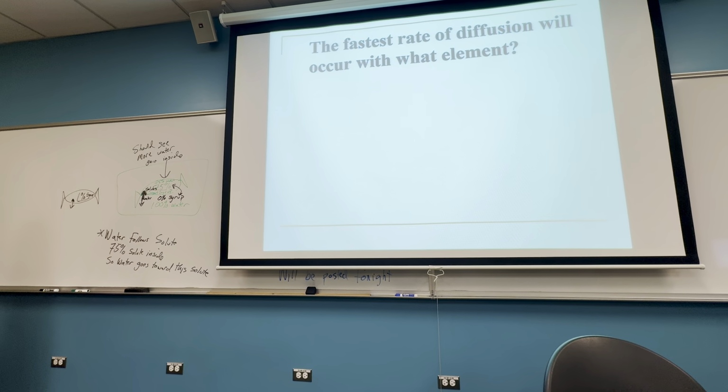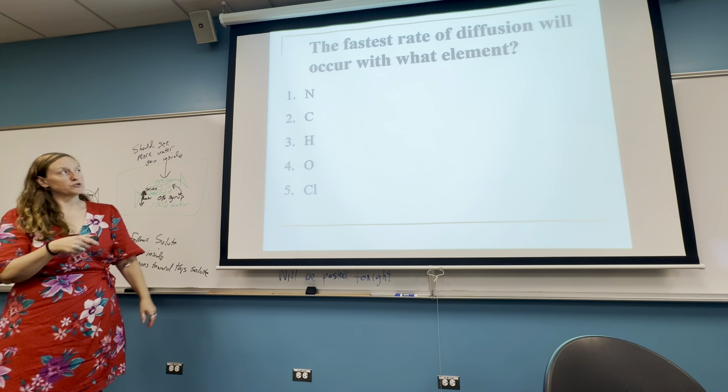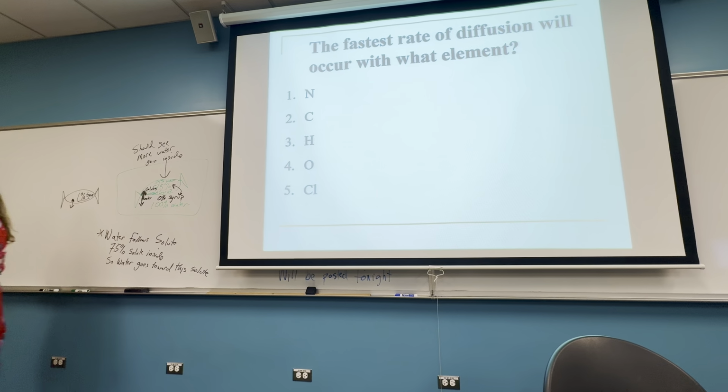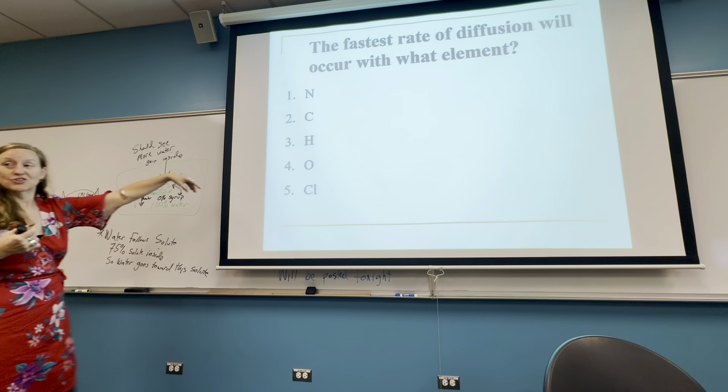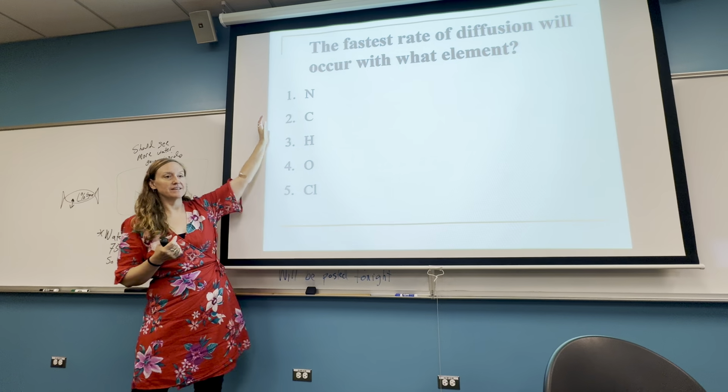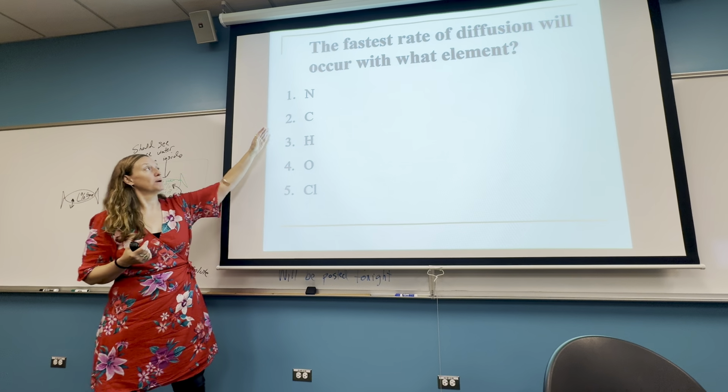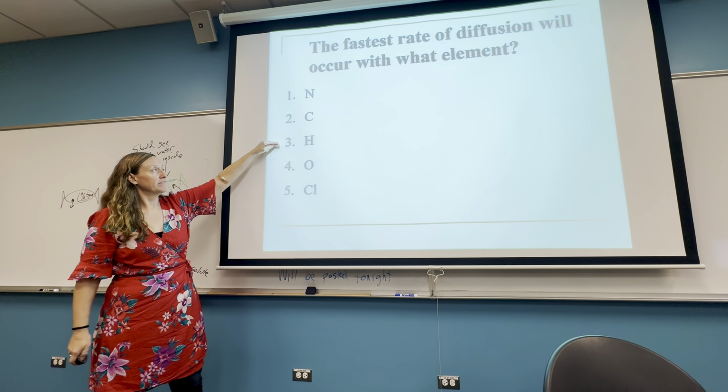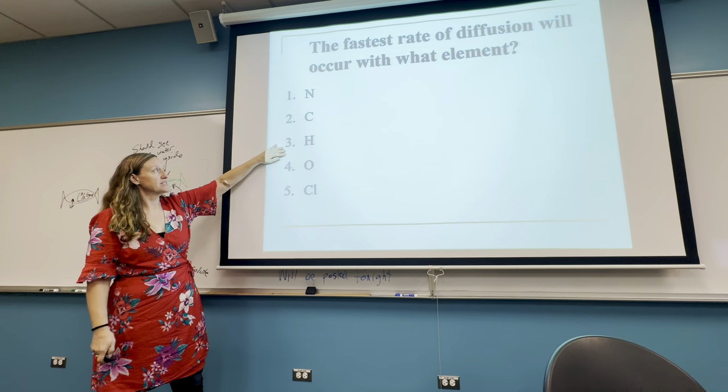So let's think about this. Let's apply what we just learned. The fastest rate of diffusion will occur with which of these elements? Based on those four principles that we just talked about, think about which one applies to this. Yes, good. What you're looking at is which one of these is smaller. Of all of these choices, the hydrogen is the smallest atom here. And that's why hydrogen is correct.